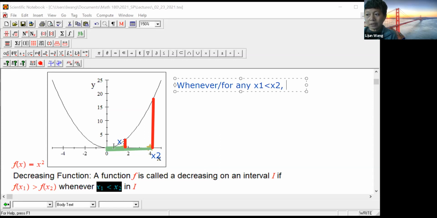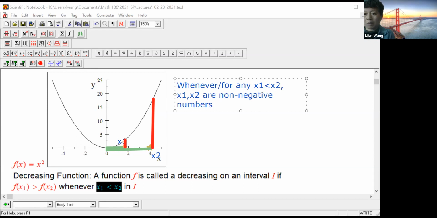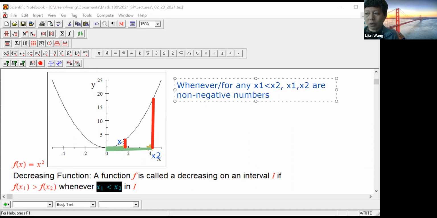Okay, and you also indicate x1, x2 are non-negative numbers. What am I telling the reader? I'm telling the reader that x1, x2 are chosen from 0 to infinity. And there 0 is included, non-negative numbers.